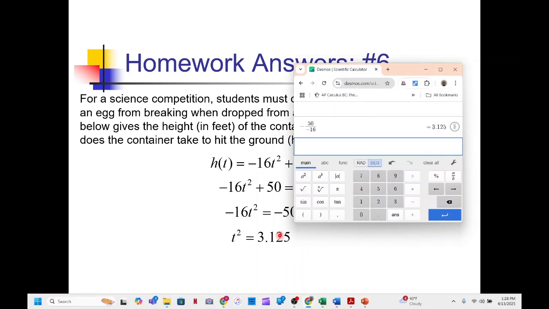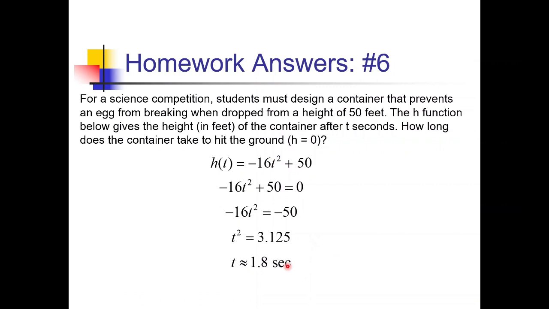So back on Desmos, let me just do sqrt, square root of 3.125, and that comes out to approximately 1.8. And that's going to be in seconds.